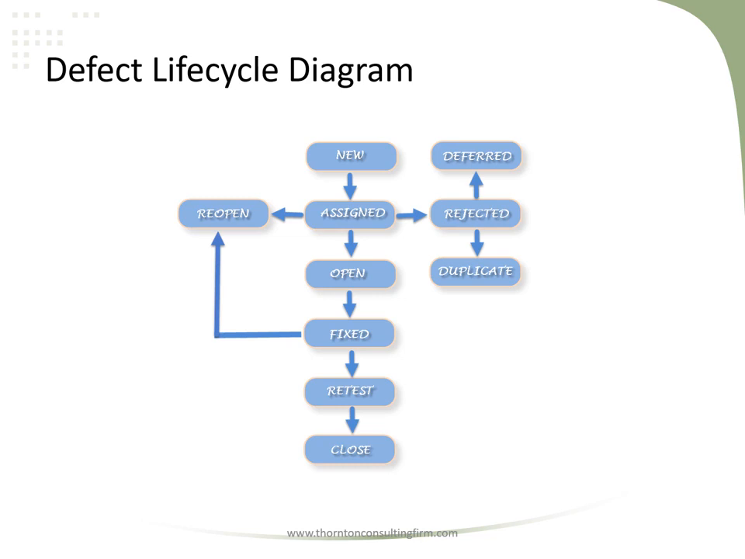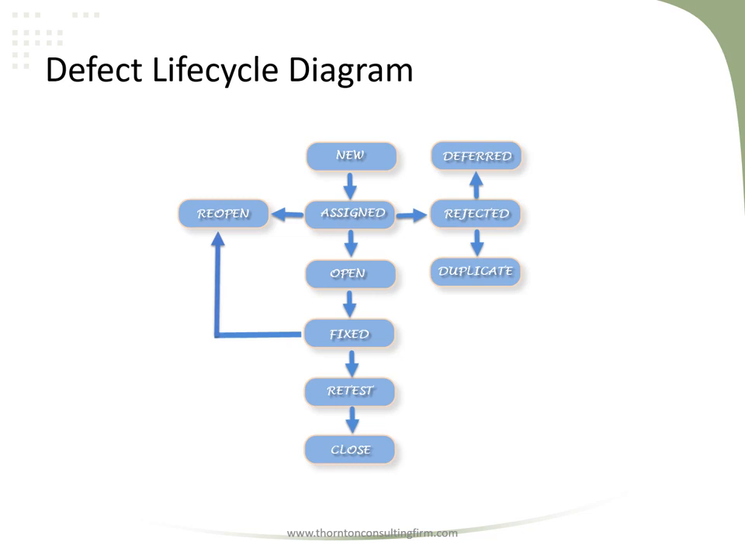Once the developer has fixed the defect, that developer will change the status to fix. And from there, it will go to retest. The developer will change it to retest, and the software testing team or the tester will actually retest this defect. Now, after the test team has retested the fix to make sure that it was fixed and the functionality is now working as designed, the test lead will change the status to close.